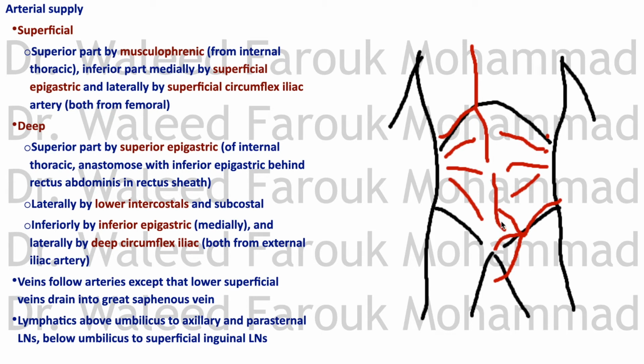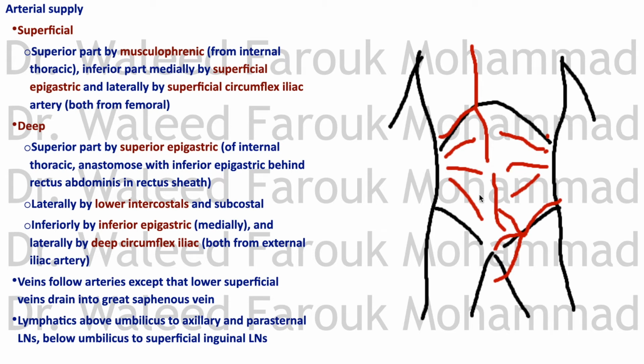You also have a deep branch, the deep circumflex iliac, that's parallel to the superficial circumflex iliac of the femoral, running on the inside of the abdominal wall and supplying it. And of course, do not forget the intercostals, as they supply the abdominal wall, the skin and muscles.